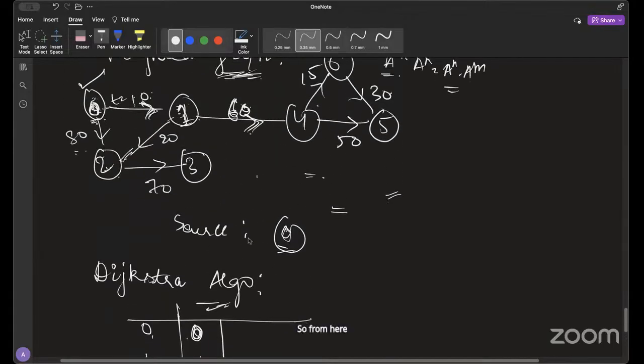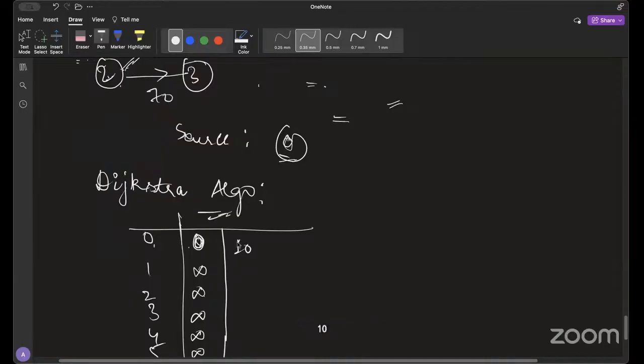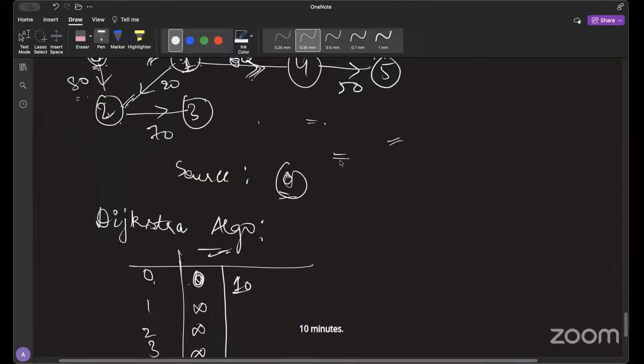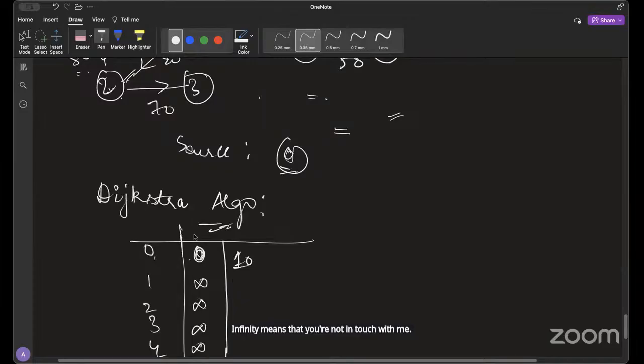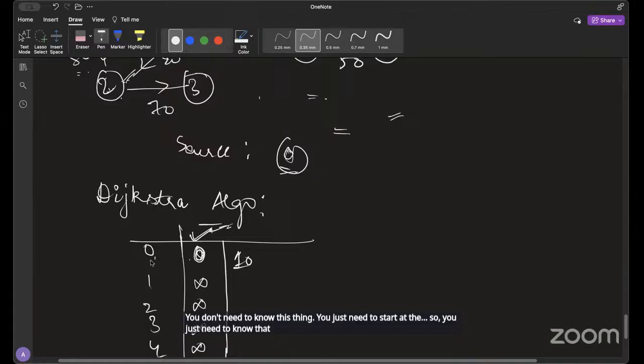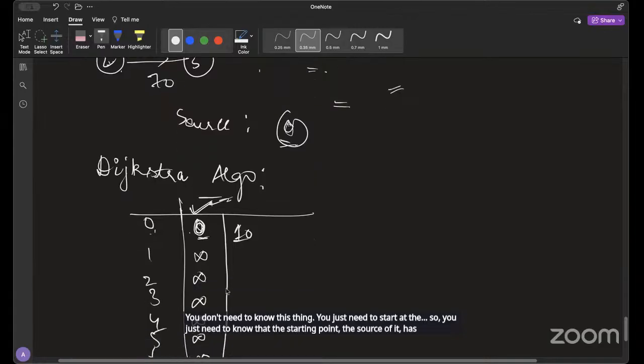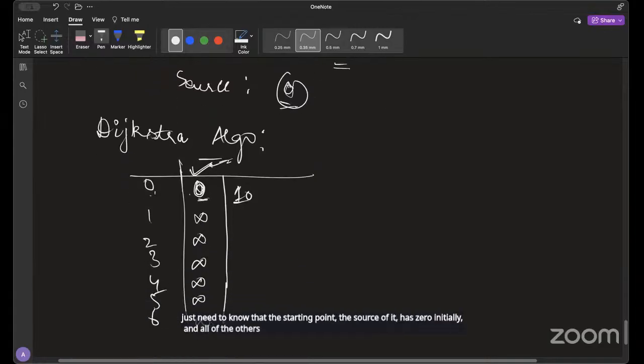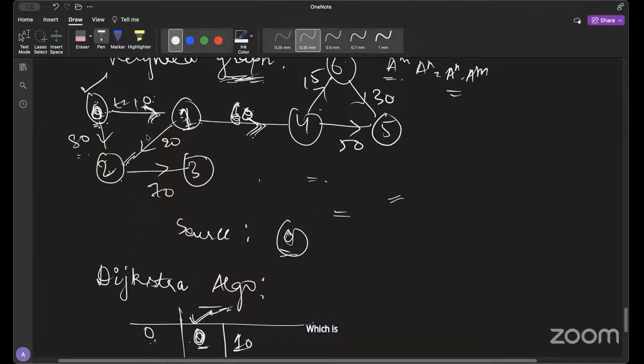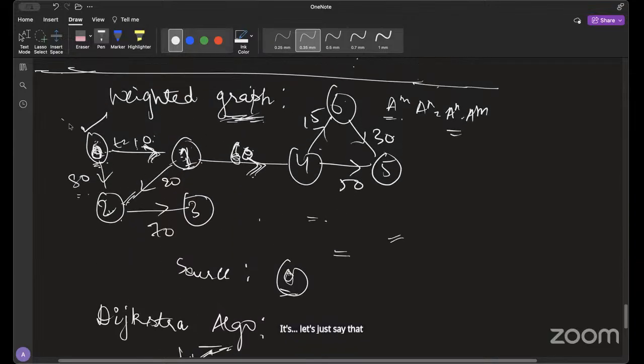Student: Ma'am, infinity means it is reachable to every point? Teacher: Infinity means that you are not in touch with it. You don't need to know this thing. You just need to know that the starting point, the source, has 0 initially, and all of the others have infinity, because they're not reachable yet. Let's just say that the fire started from here, so only this thing is reachable now, and all of them are not reachable. They'll be reachable when this thing gets burned.